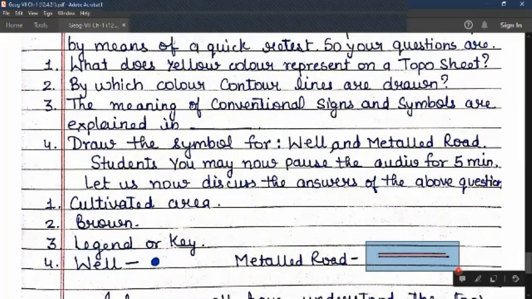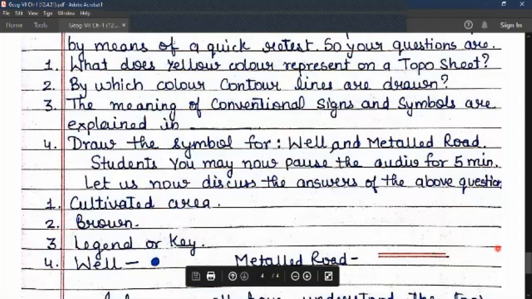I hope you all have understood the topic very well. So you all are required to read chapter 1 and the assignment notes at least twice. You have to draw the conventional symbols discussed in the assignment and complete the fill in the blanks given on page number 14 of your textbook.